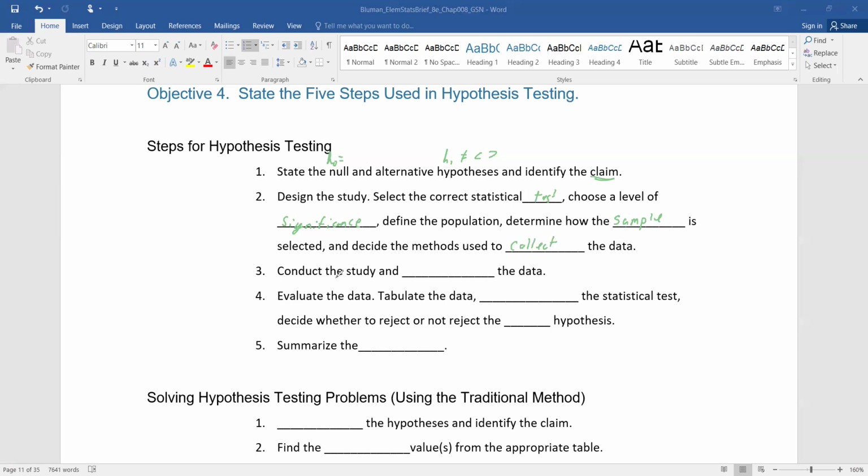We will then conduct the study and collect the data, then evaluate the data, tabulate the data, perform the statistical test and decide whether to reject or not to reject the null hypothesis. And then we just summarize the results with a couple of sentences stating what we have found, what we are stating, what we are answering, things like that. All right, so that's our steps of hypothesis testing.